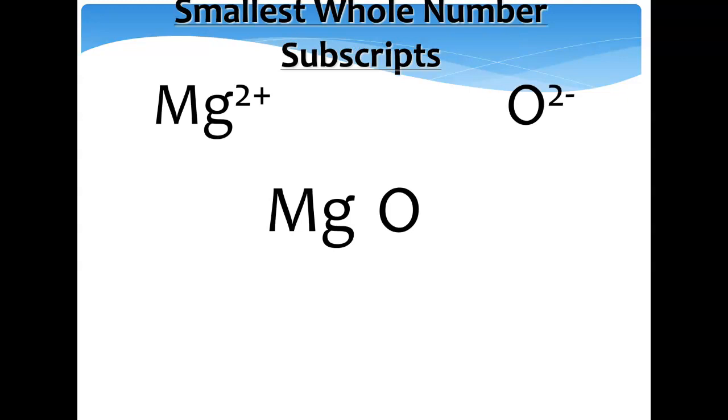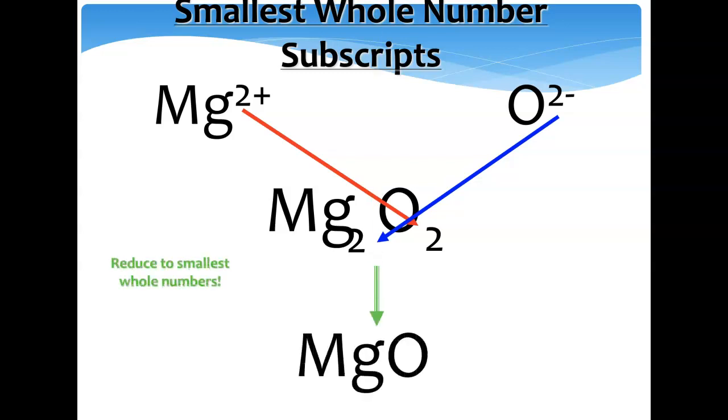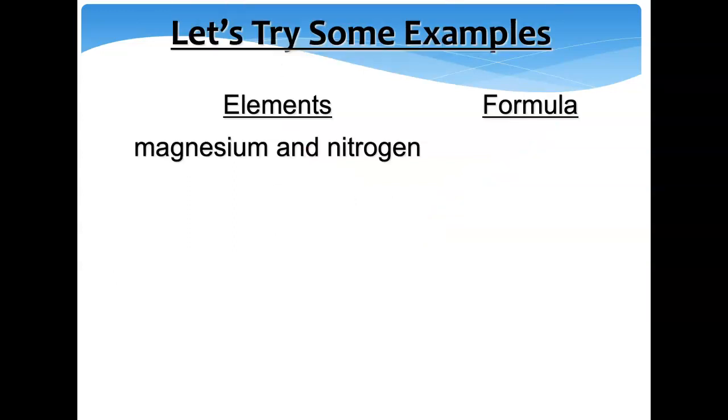Now, the only time that this cross rule doesn't work is when you have something like this. Mg with its 2+ charge and oxygen with its 2- charge. If we cross those and got 2 and 2, well, we don't really need 2 magnesiums or 2 oxygens to equal 0. And so we've simply reduced that to the smallest whole number ratio to be MgO. And the name would be magnesium oxide.